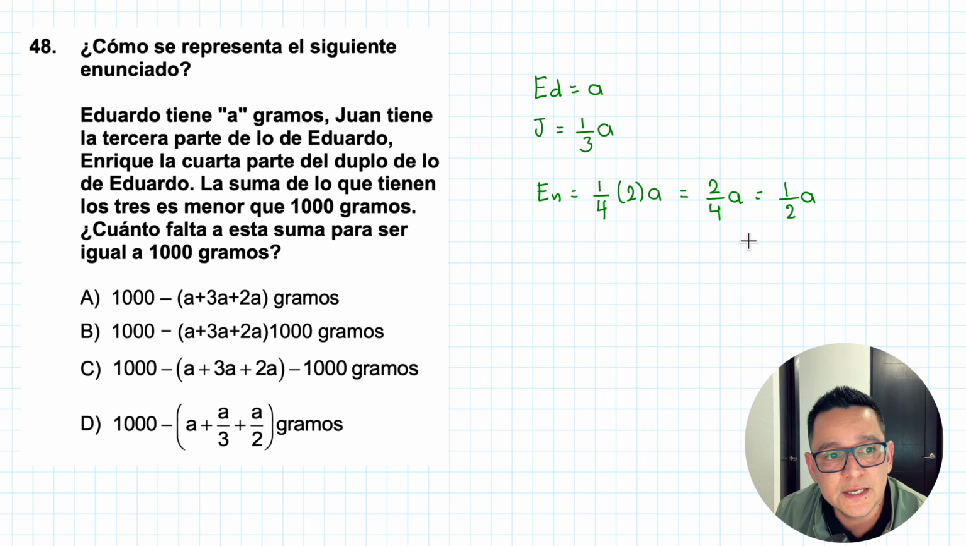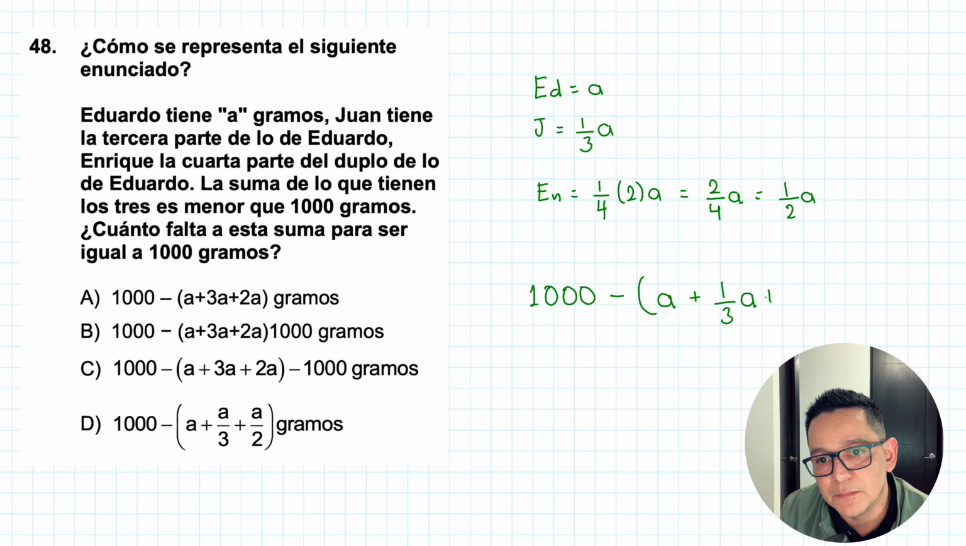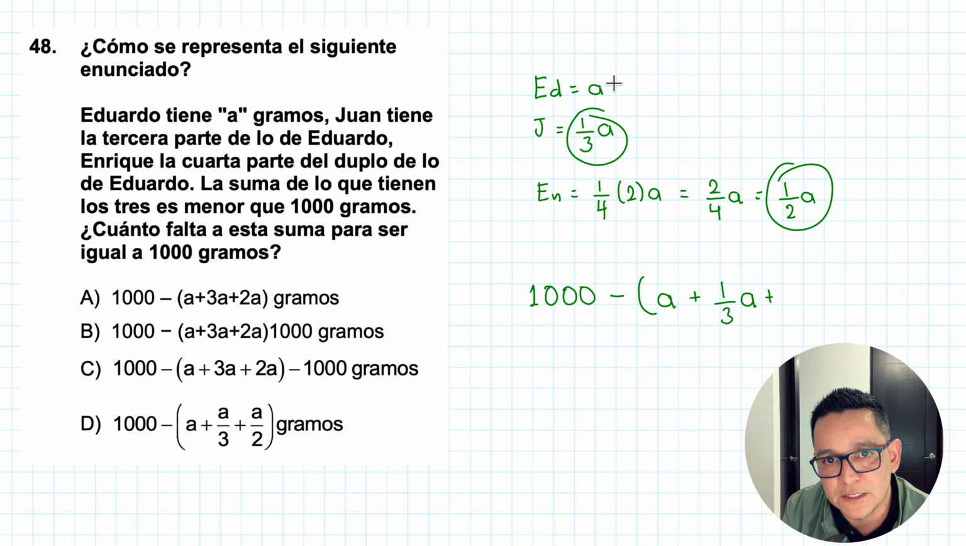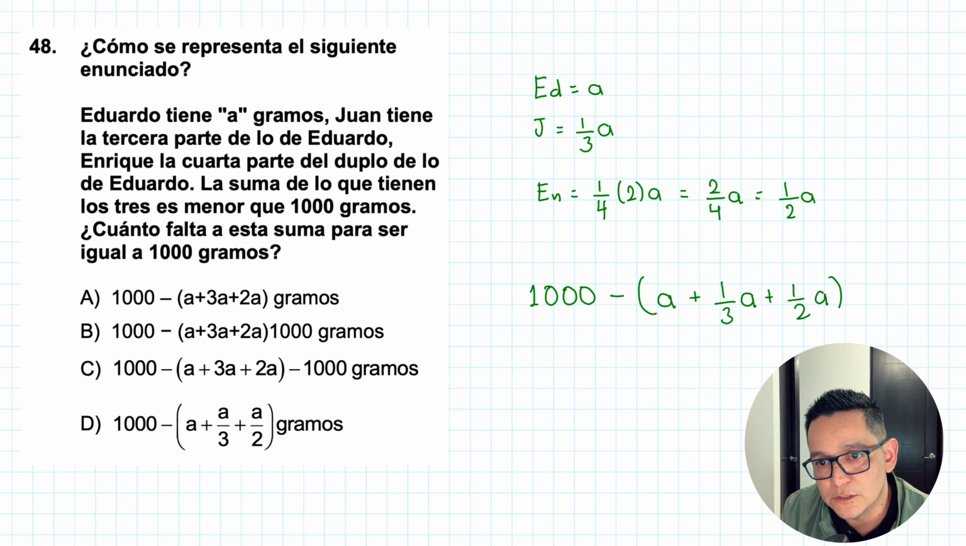They say we need to calculate what's missing to reach 1,000 grams. So what we would have to do is subtract what they have from the 1,000 grams. Between the three of them, when you add it up, they have A plus 1/3 of A plus 1/2 of A, right? So, they have this among the three of them. Then we write it down, and that should be the answer. Well, of course in grams.